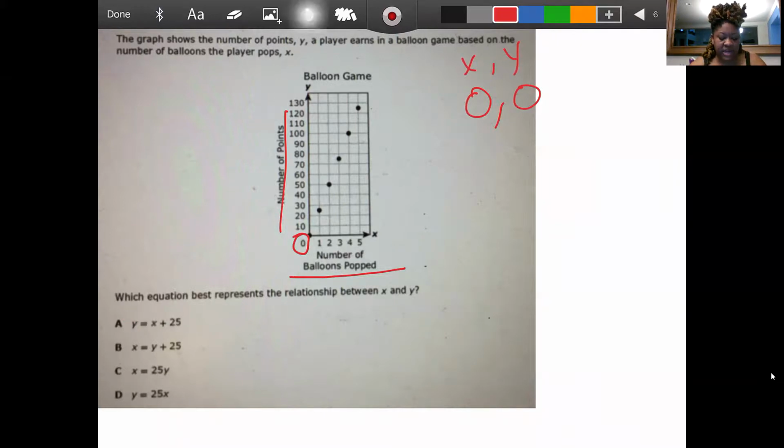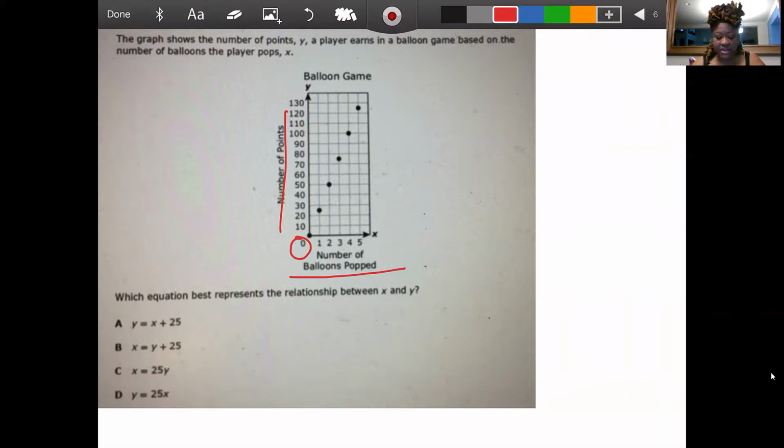Okay, so there's a key point I told you. Only multiplication goes through the point of origin, which is 0, 0. Only multiplication. All right, so let's go back. So number of balloons popped. If you already know it has to be multiplication, then that should help you out a little bit.